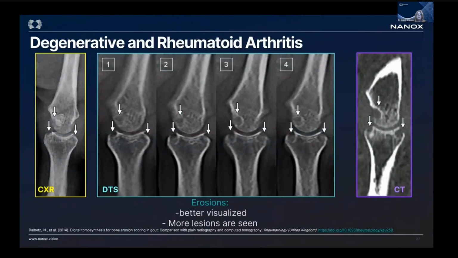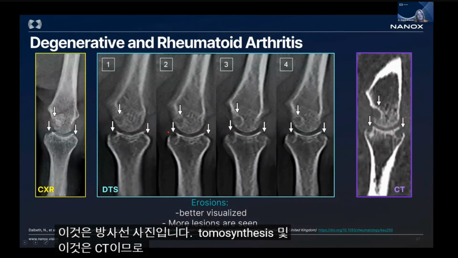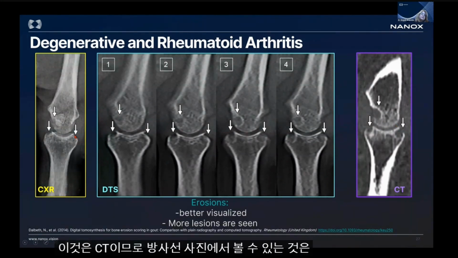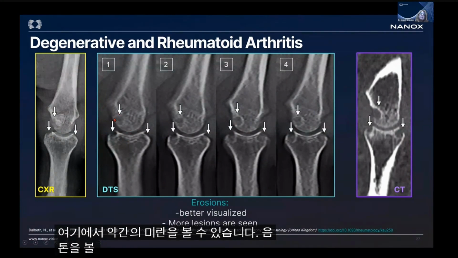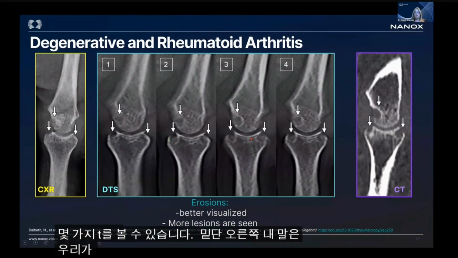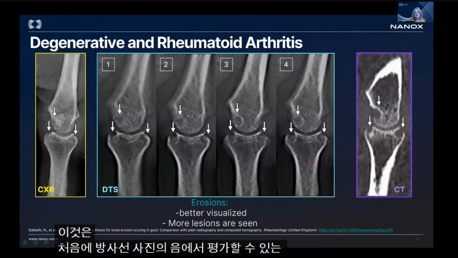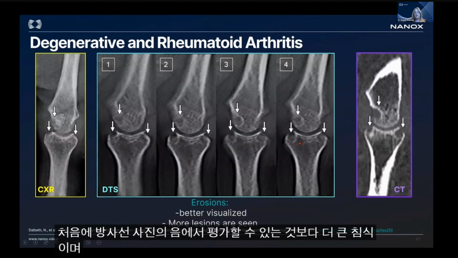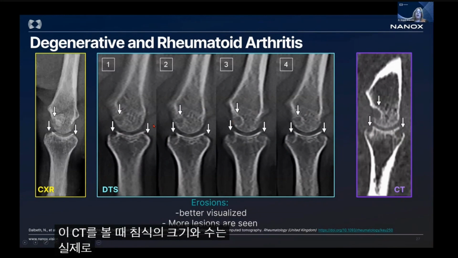And what about arthritis? As you can see, this is a radiograph, this is a tomosynthesis, and this is a CT. So what can we see on the radiographs? We can see maybe some small erosions here. When we look at the tomosynthesis, we can see pretty large erosions, and several of them, right? On every image, we see other parts of the erosion. This is a big erosion, more than we could initially evaluate on the radiographs. And when you look at this CT, the size and the number of erosions are actually comparable.